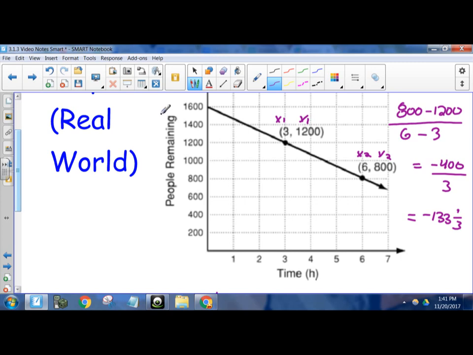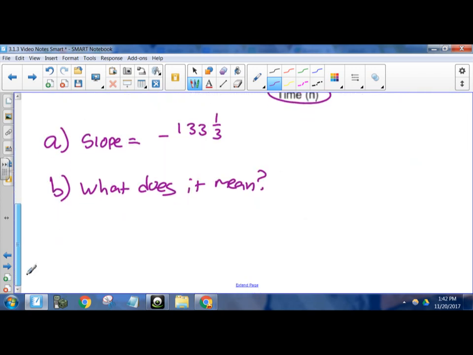Okay? So change in y is people remaining. So that means that this is 133 and 1/3 people remaining. So that's less than, because it's negative. So that means 133 and 1/3 fewer people remaining for every 1 hour. So change in y over change in x. What that represents in this story is that each hour, another 133 and 1/3 people are evacuated. Of course, we're not really thinking about this as 1/3 of a person. It's just a mathematical model, and sometimes mathematical models come out to fractions, and that's okay because they're just estimations.